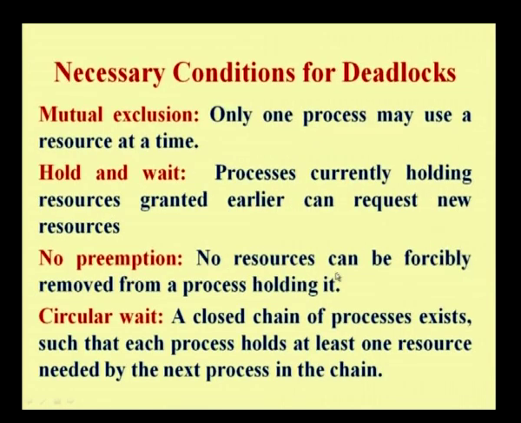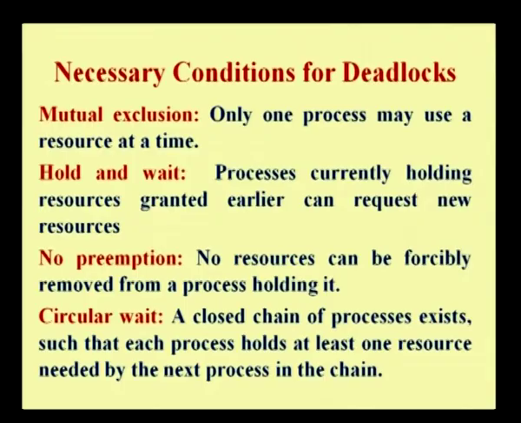Now we are going to see the necessary conditions for a deadlock. I said in my previous slide that we have 4 different conditions for a deadlock to happen. The first condition is called mutual exclusion. The second condition is hold and wait. The third condition is no preemption. The fourth condition is circular wait. Now, what do you mean by mutual exclusion?